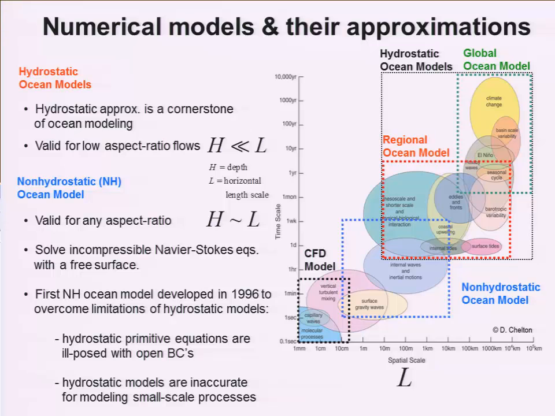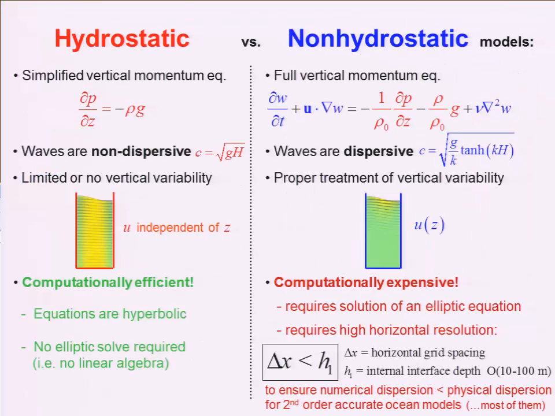The first non-hydrostatic ocean models were developed not too long ago to overcome some of the limitations associated with the hydrostatic equations. That is, the hydrostatic primitive equations are ill-posed with open boundary conditions, and also they're inaccurate for the representation of small-scale features. The difference between hydrostatic and non-hydrostatic models is shown on this slide.